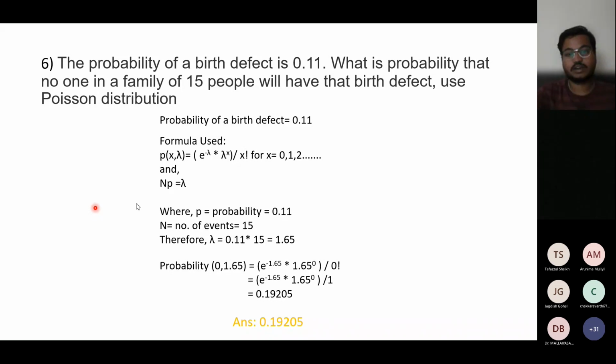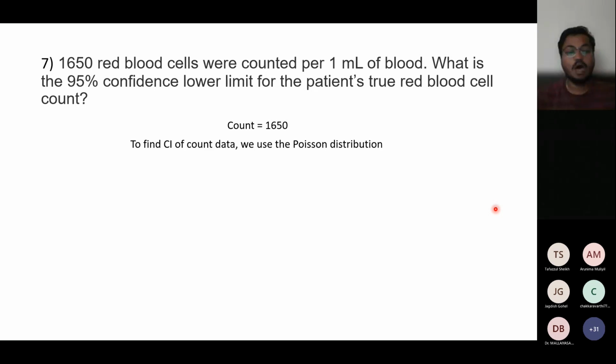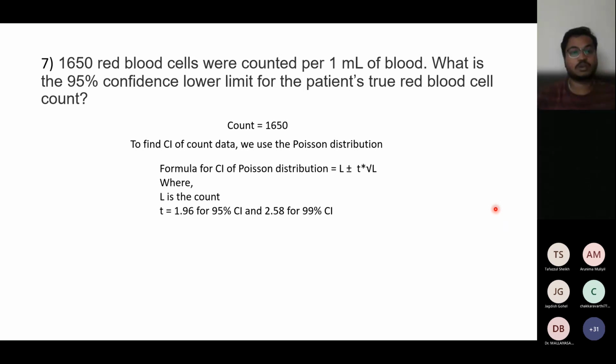Question number 7 and then 10. So in question number 7, the question is, 1650 red blood cells were counted per 1 ml of blood. What is the 95% confidence lower limit for the patient's true red blood cell count? So the count here is given as 1650. And to find the confidence interval of a count data, we use a Poisson distribution. That's the basic one.